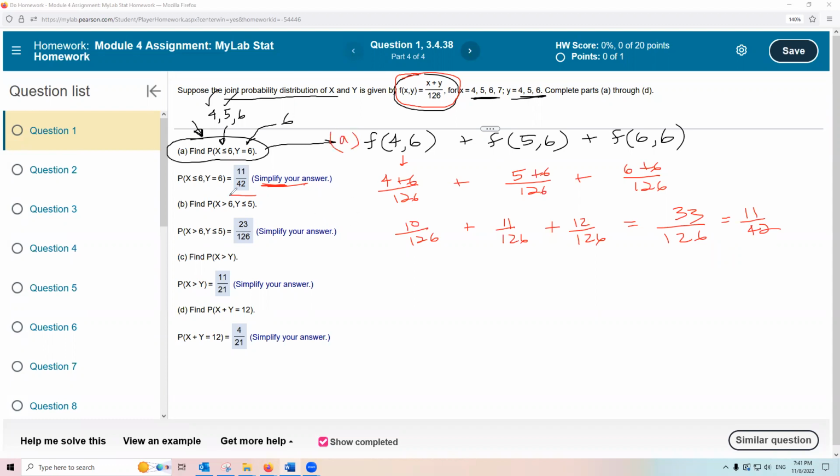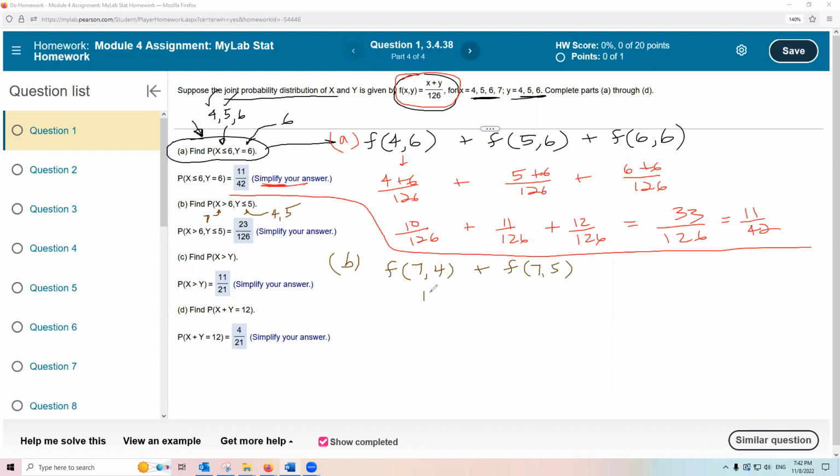Let's do part B. In the same kind of way, I'm going to try to list out all the combinations. It says here, x has to be greater than 6. For x to be greater than 6, there's only one value of x that satisfies that. X is 7. And y has to be less than or equal to 5. So that means y is a 4 or 5. So I'm going to list all these combinations then. For part B, I'm going to have 7 and 4 and a 7 and 5.